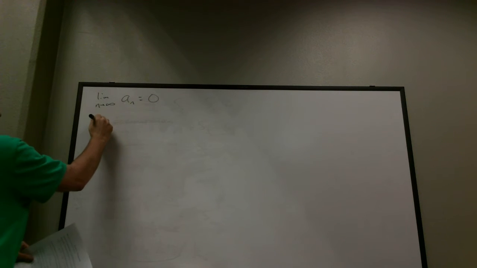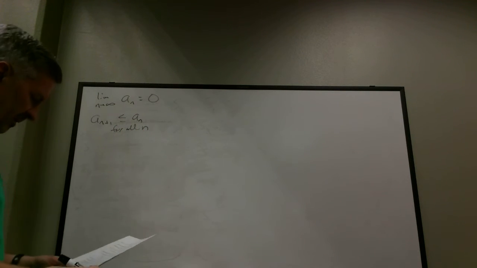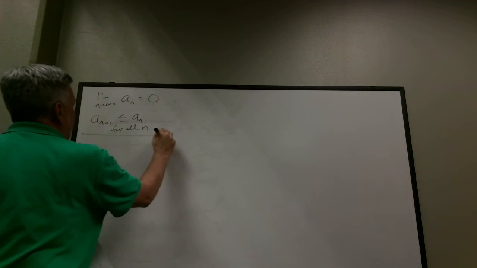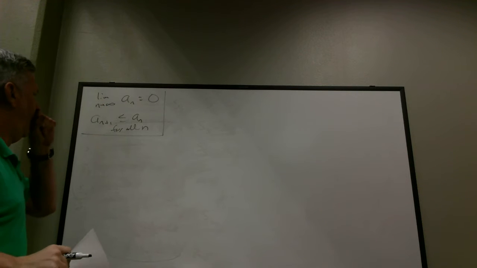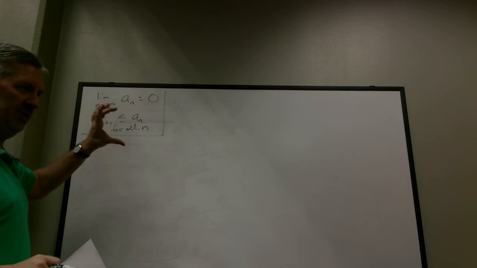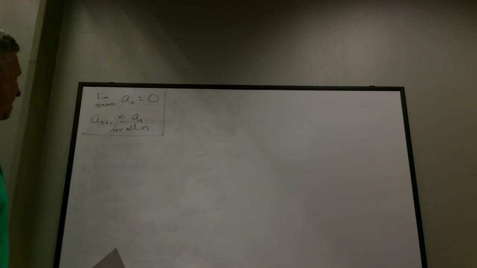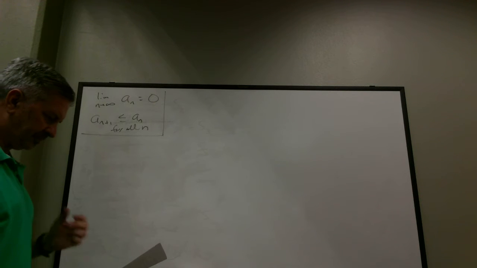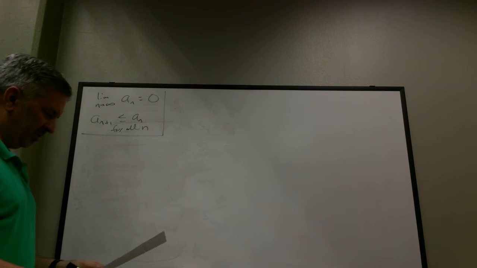Okay, so we're going to assume the limit as n goes to infinity of a_n is 0. That was the first assumption in the alternating series test. And we're going to assume a_(n+1) is less than or equal to a_n for all n greater than or equal to 1. Those are the only two assumptions in the alternating series test. Now remember, a sub n refers to the positive part in the alternating series. So we're assuming that.